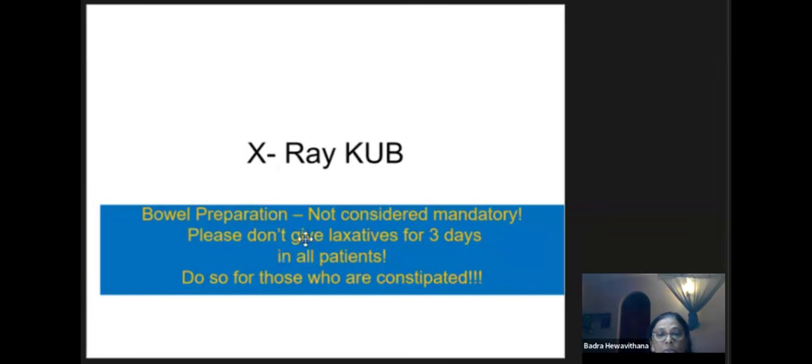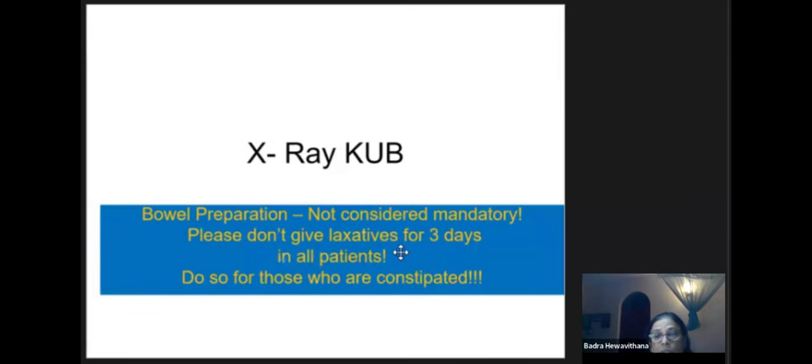So I'm requesting, please don't give laxative for 3 days in all patients. I found out the problem is nurses. They have been told about 30 years ago, maybe from the inception of our hospital in Peradeniya. So they give 3 days, whether you have diarrhea or constipation, the patient gets 3 days preparation. Do so for those who are constipated. Prepare the patient according to the bowel habits of the patient. If the patient has a daily motion, you can give a Dulcolax suppository in the morning and previously Dulcolax 2 tablets. That is more than enough.